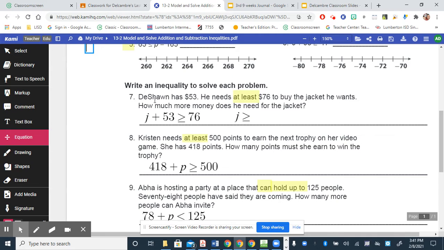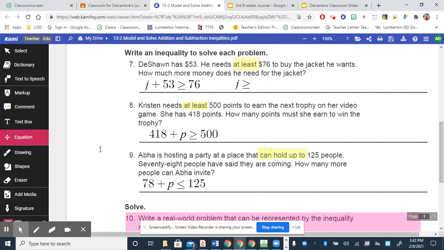Here we go with number 7. Deshaun has $53. He needs at least $76 to buy his jacket. How much more does he need for his jacket? So at least $76 is the minimum that he can have. He starts with $53, so it's J plus 53 is greater than or equal to 76. He can have more than 76, he can have exactly 76, but he cannot have below 76. And this is what this is saying right here.